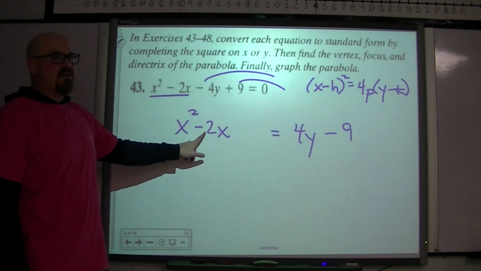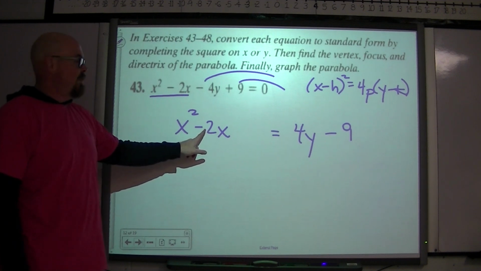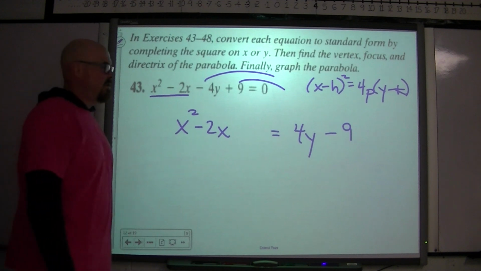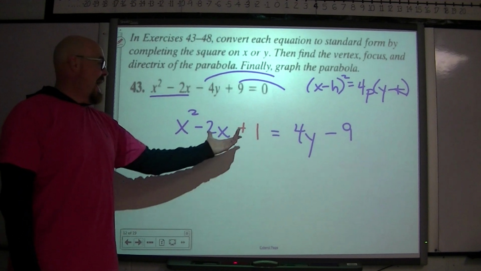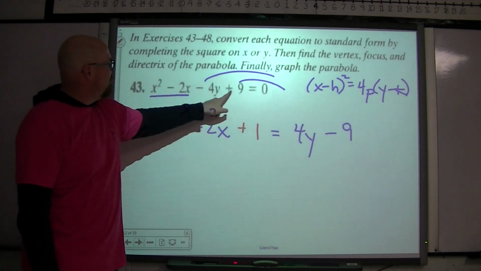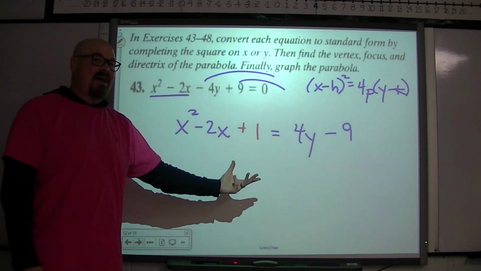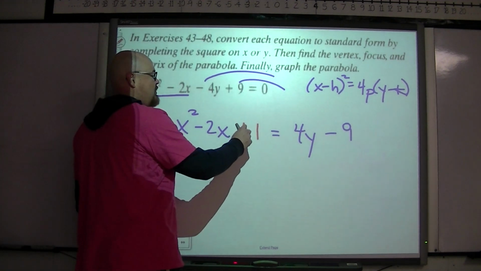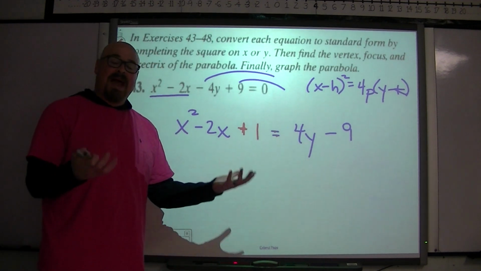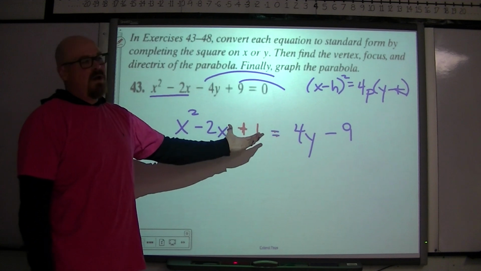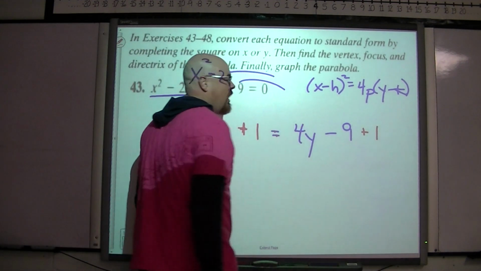We take half of this number. What's half of negative 2? Negative 1. What's negative 1 squared? Positive 1. So I put a plus 1 here. Now, I added that. That wasn't up here. Show me where the plus 1 is in this problem. It's not there. I added that. And I added it in an equation that I had set up. This is an equation. What do equations have to have? Balance. So since I added 1 to the left side, I'm also going to add 1 on the right.